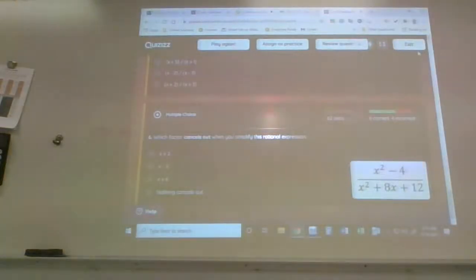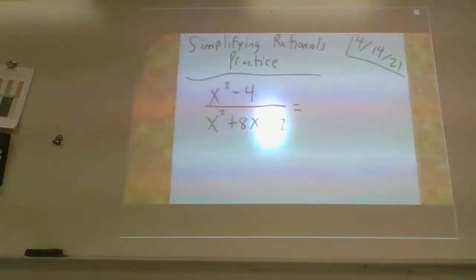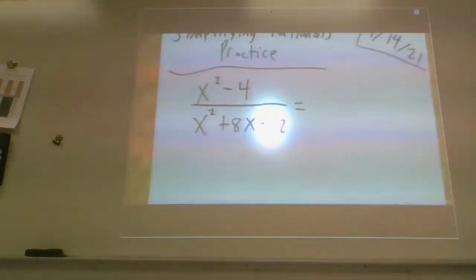The first problem I would like to go over, looks like about half of you got this one wrong. I'm going to have it written down on my paper. I'm going to flip the camera back. x squared minus 4 over x squared plus 8x plus 12. Good place to start. That's exactly the problem I want to start with.